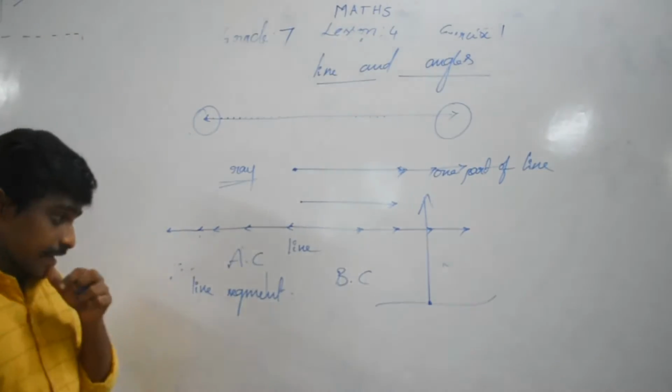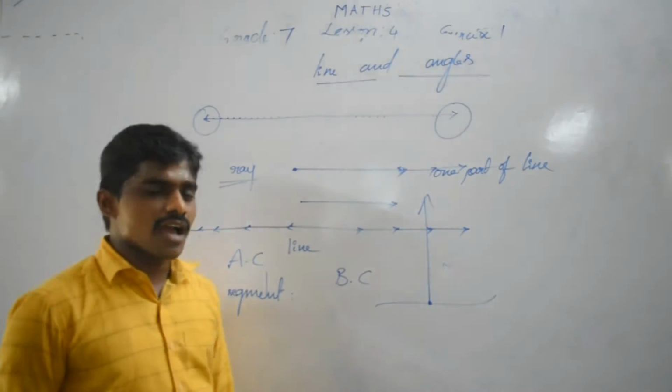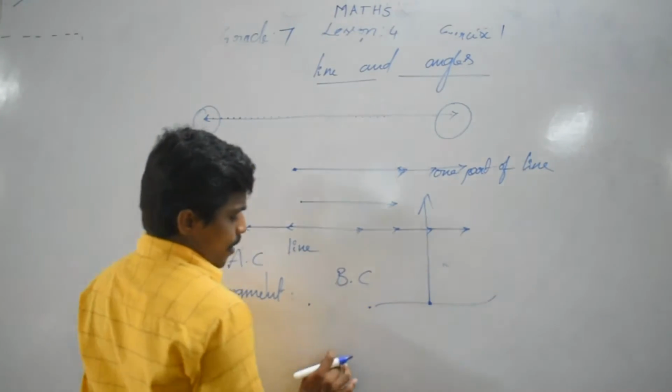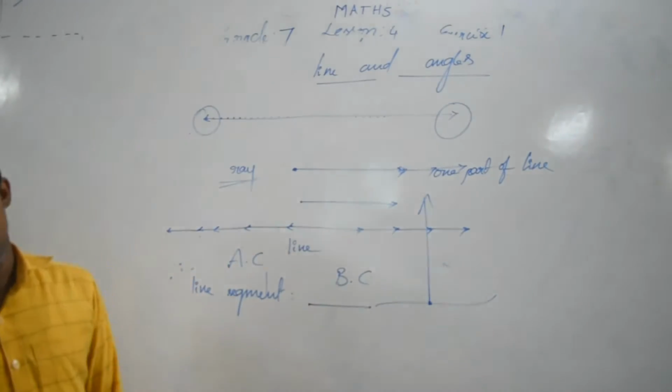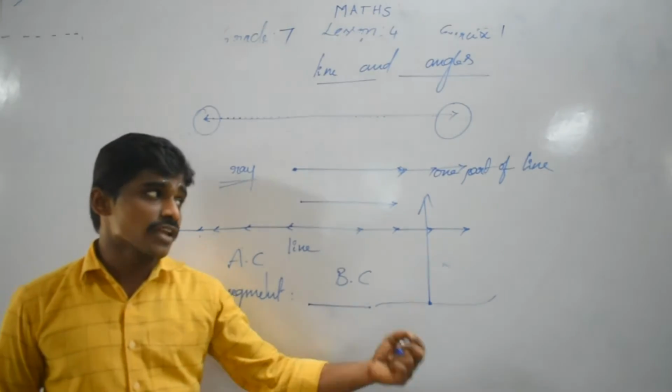What is a line segment? The distance between 2 points. That is a line segment. Here one point, and the distance between them is called a line segment. See, this is one of the parts of the line.